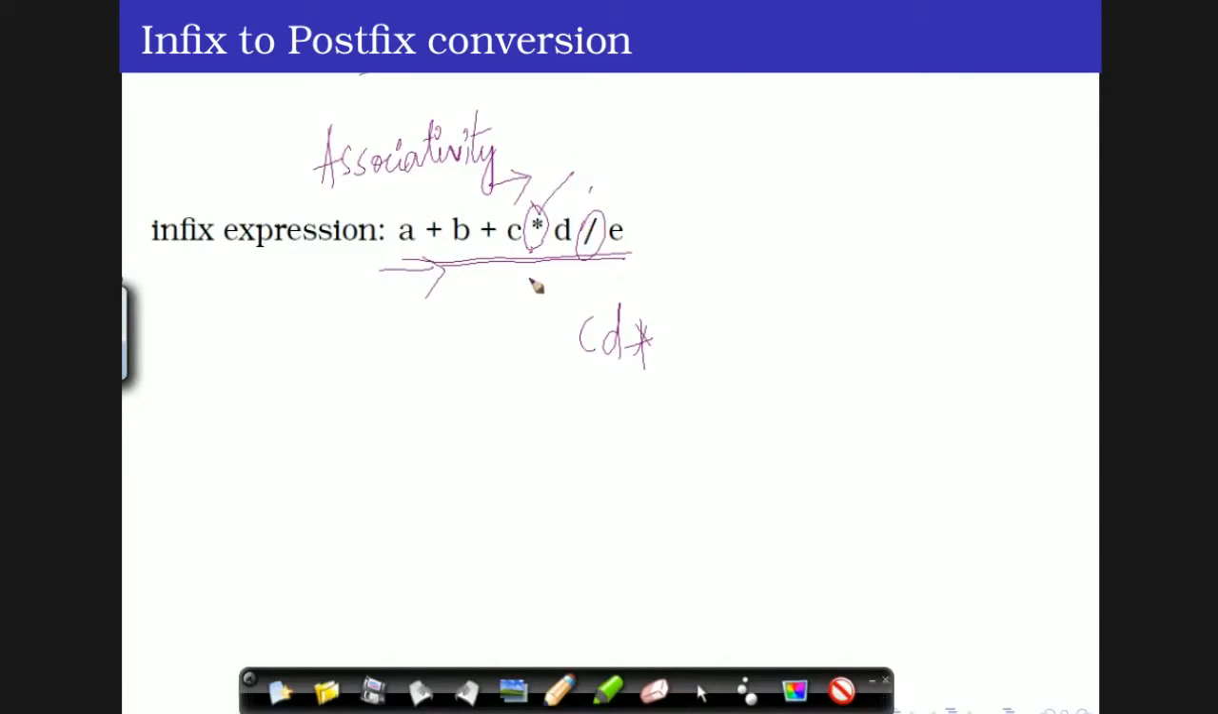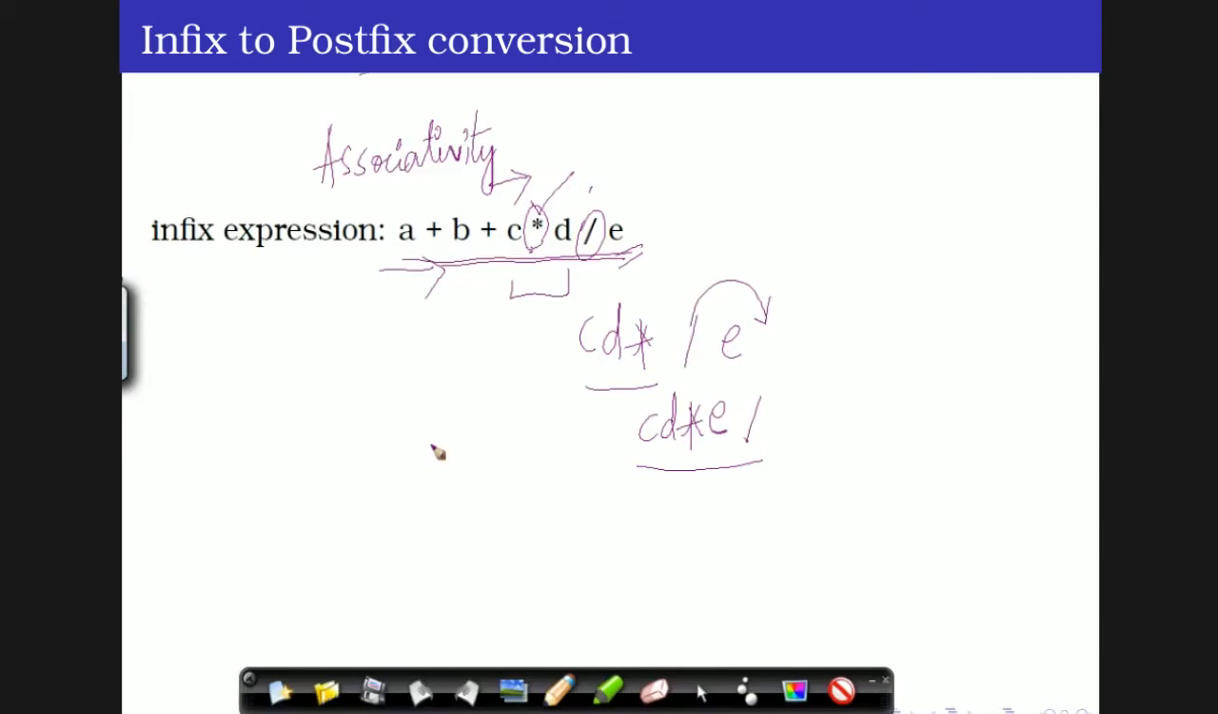So what will it do? It will take this value, and then it takes the next value, that is E, and because there is a division operator in between, that will be shifted to the right. So what will it become? It will become C D star, that means the multiplication symbol, then E, and then the division symbol. Now this has become one operand.